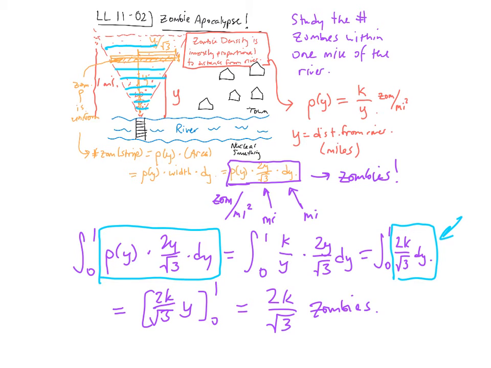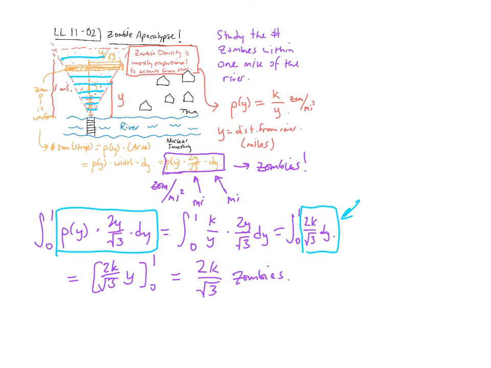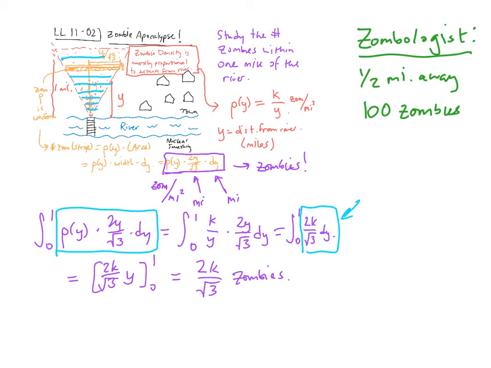That's kind of interesting. But anyway, let's suppose we do have a limited amount of information about the zombie density. So let's say that we know, for example, maybe some zombieologist comes into the town and determines that, so I'm going to change that to a green color there. That's nice. Okay. Anyway, a zombieologist tells us, maybe that's a zombologist, that makes a lot more sense. So a zombologist tells us that half a mile away from the river, we have 100 zombies per square mile.